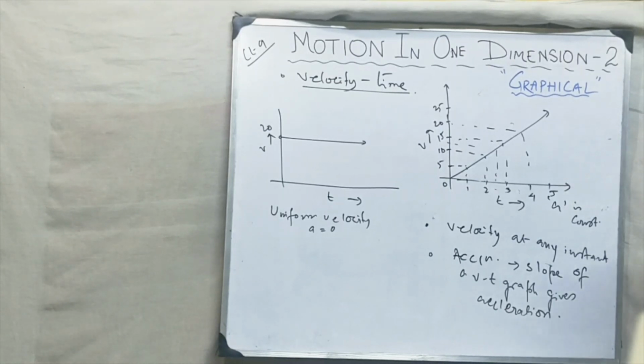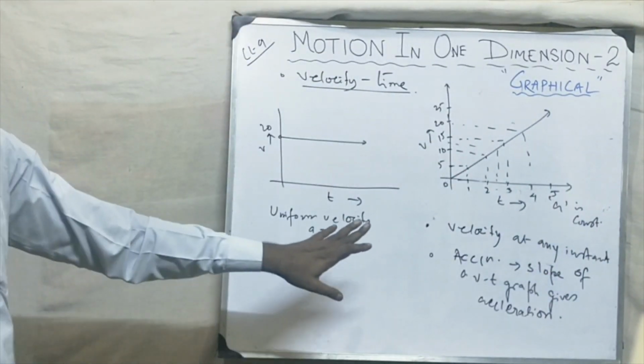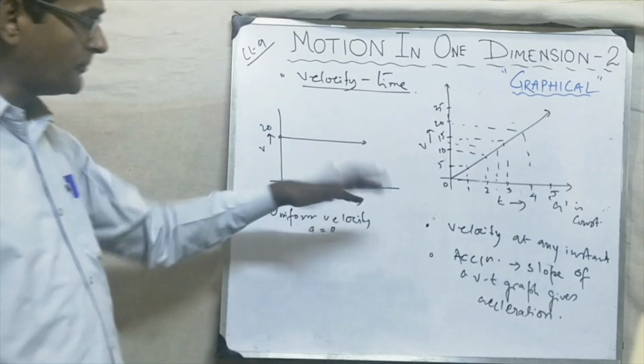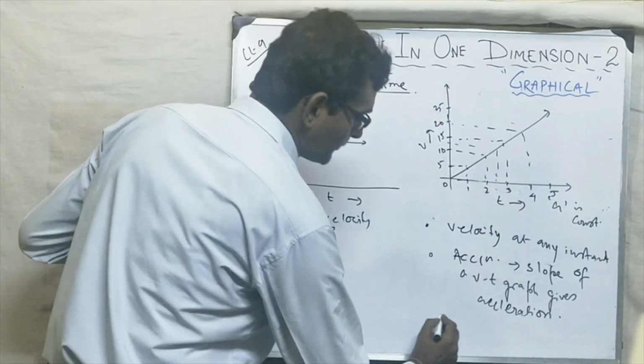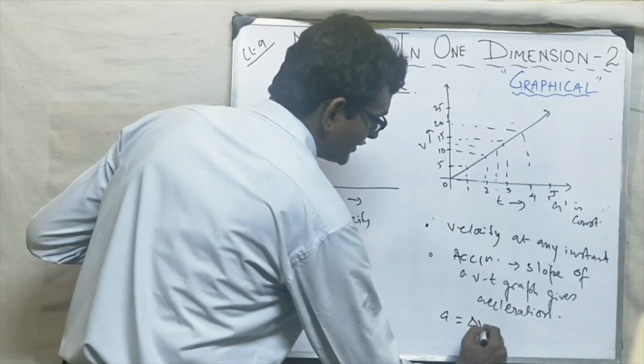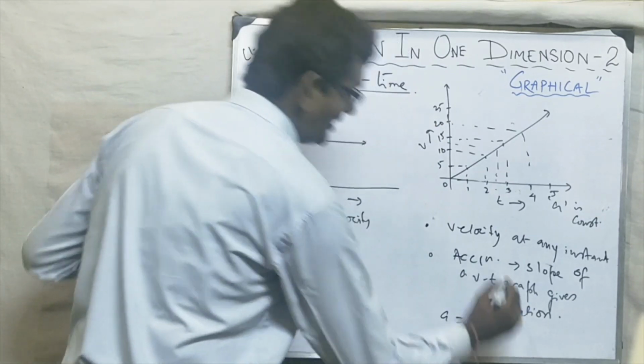With the help of acceleration, the slope of a VT graph gives acceleration. Okay students? So now what is slope? We have discussed in the previous part, same concept. So here suppose what will be a? Del V by del T.